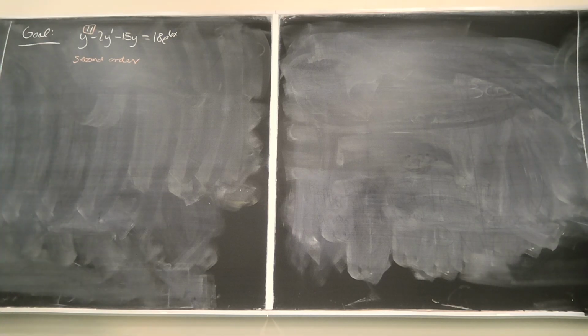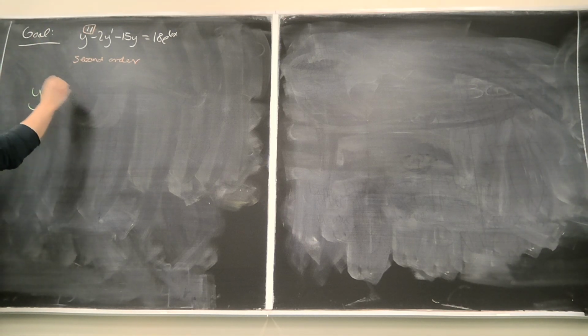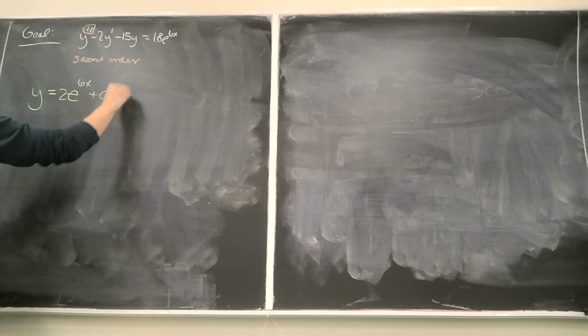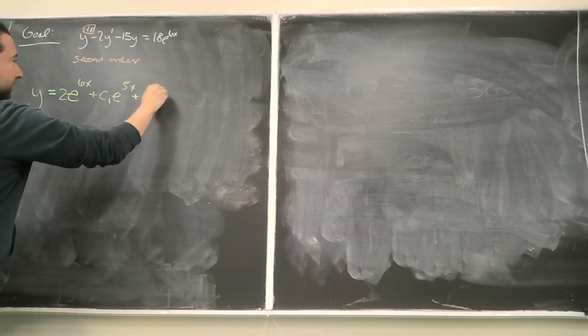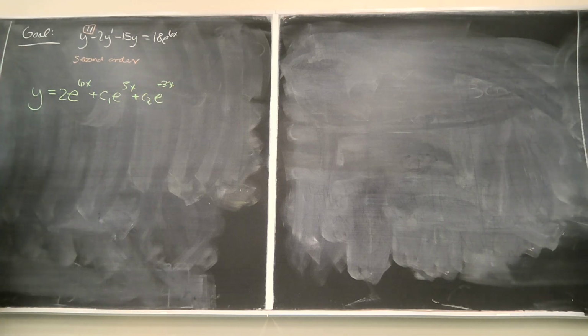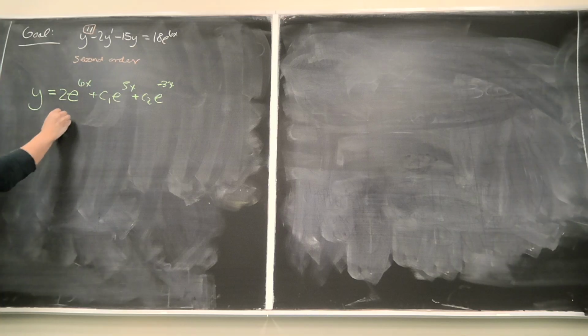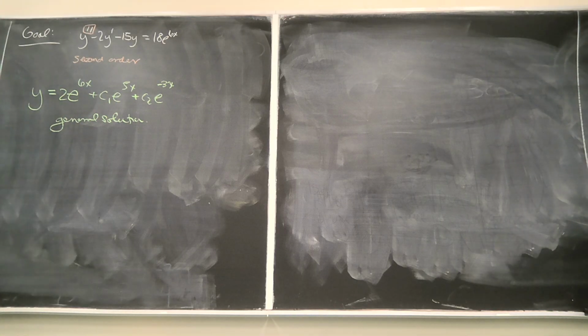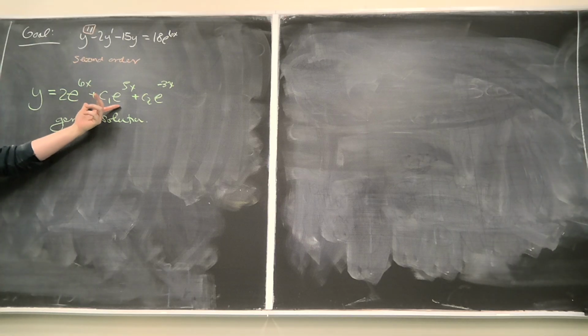And I'm going to tell you what the general solution is. The general solution to this equation looks like y is equal to 2e to the 6x plus c1 e to the 5x plus c2 e to the minus 3x. Every single solution to that differential equation has that form, so this is called a general solution. Our objective is to figure out a class of differential equations that we can study and a set of tools that we can use to figure out what these solutions are.